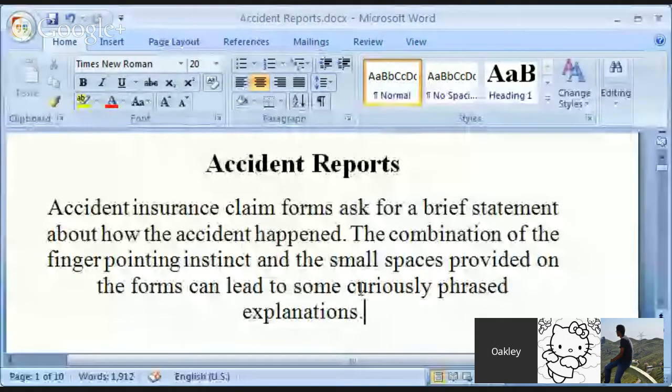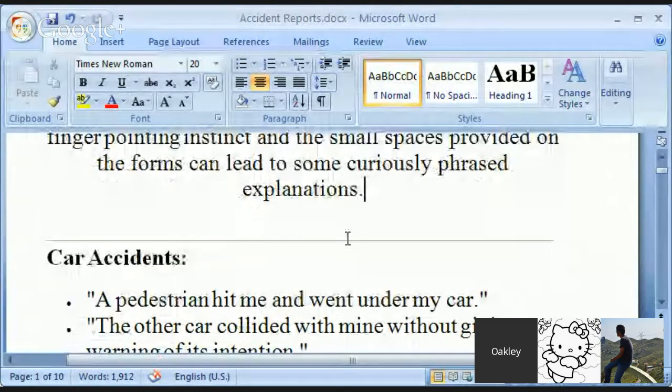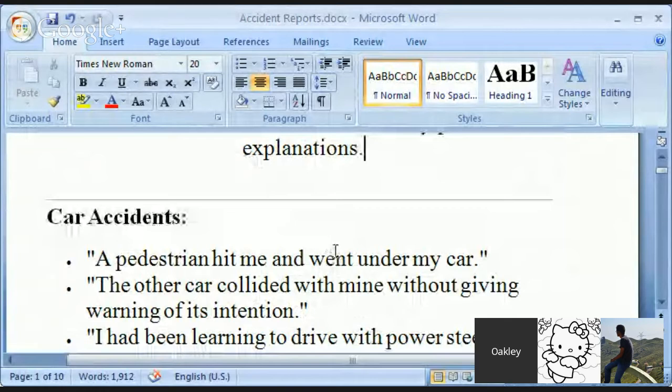All right, so let's take a look at some of these curiously phrased explanations for what happened in the accident. We're going to try to figure out if there's any errors in the writing, and what do you think they really meant?